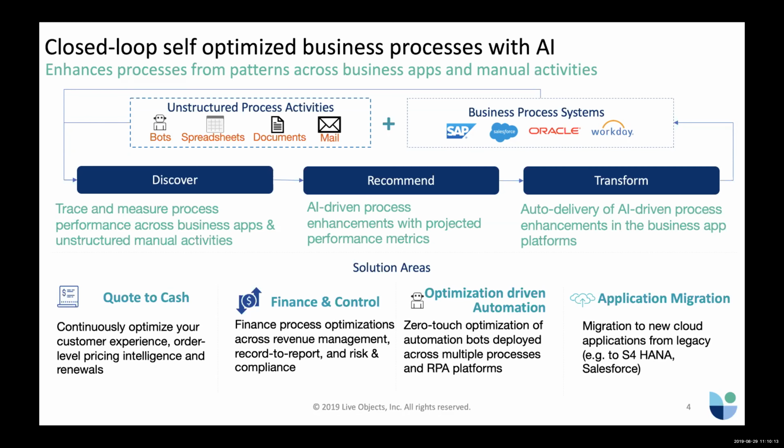And finance and control would be how you mitigate your risk and be compliant with all your financial processes. The optimization-driven automation would be how we can orchestrate the existing bots of a customer while recommending some of these optimizations that drive your business process. Application migration would be if the customer wants to migrate from on-prem to cloud like Salesforce or SAP S/4HANA, and any other cloud or cloud-to-cloud migration too, right? So these are the 4 solutions.